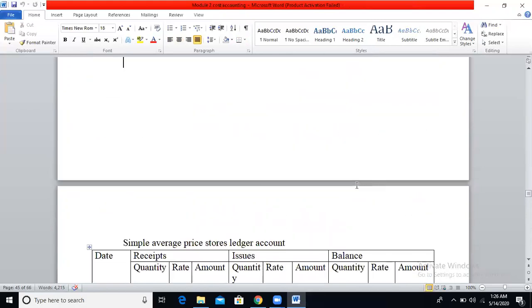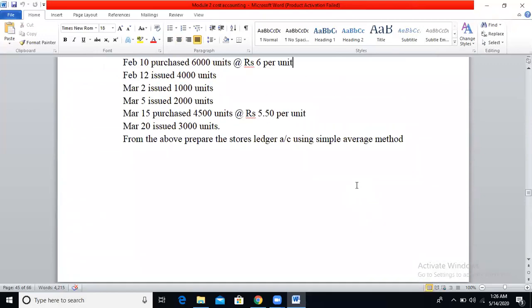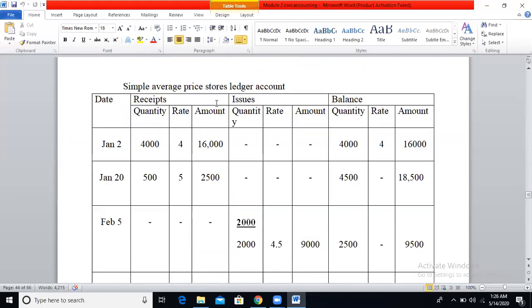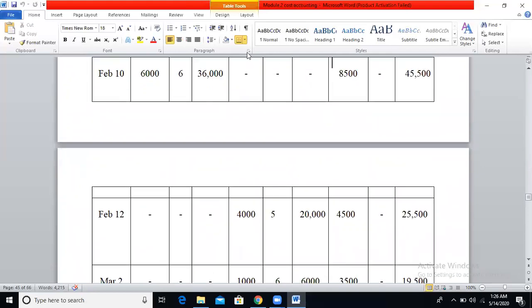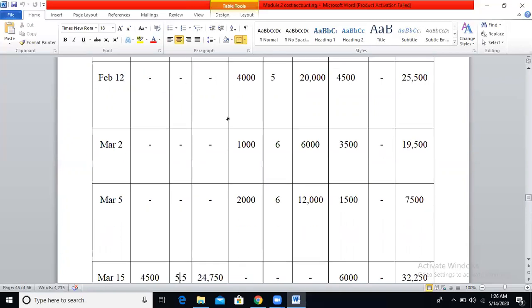The next transaction is March 5th, we are making an issue of 2,000 units. Now see the balance prevailing here, 3,500. Last in chronological order, you will get the latest purchase price, that is 6,000. So you will get 3,500 units from the 6,000 only. That's why we will consider the same price, that is 6 rupees. 2,000 into 6, you will get 12,000.